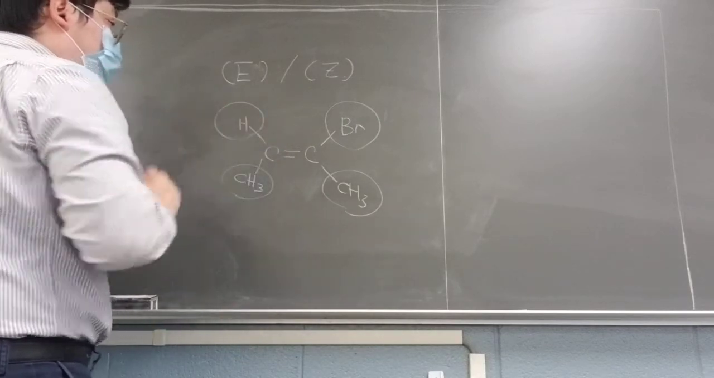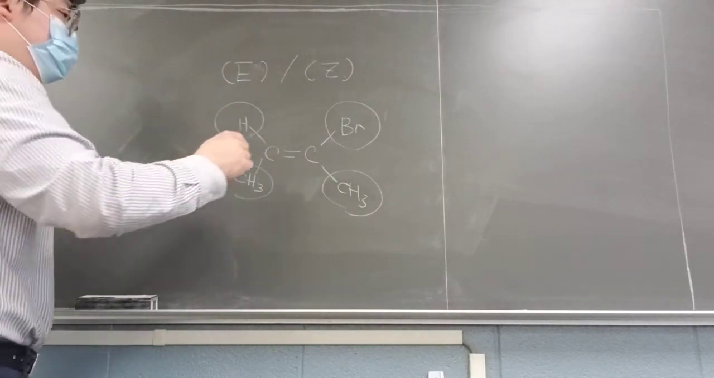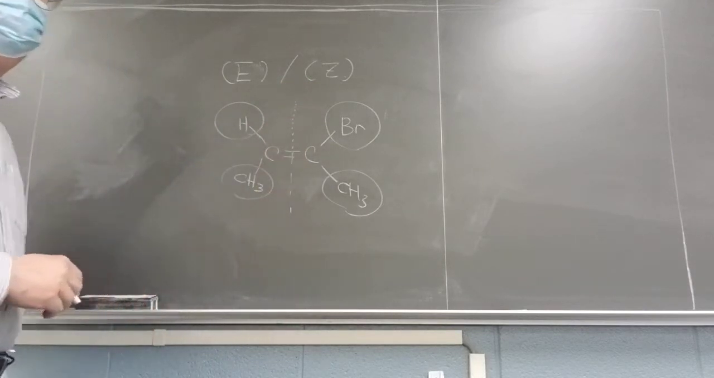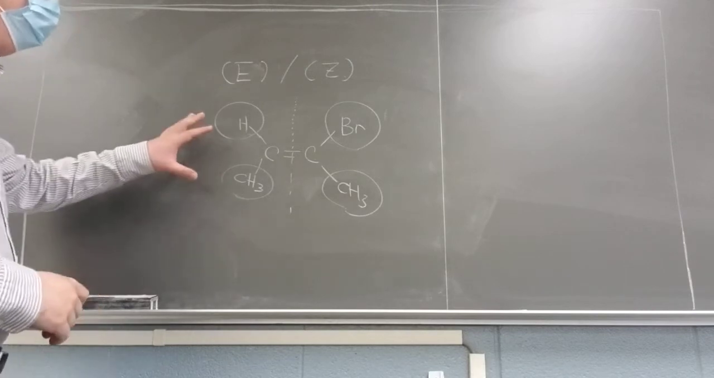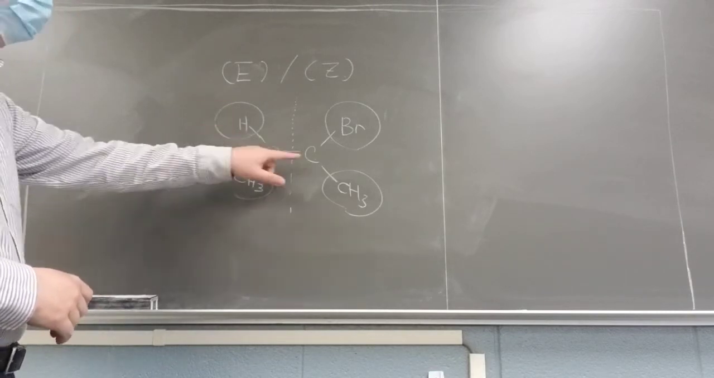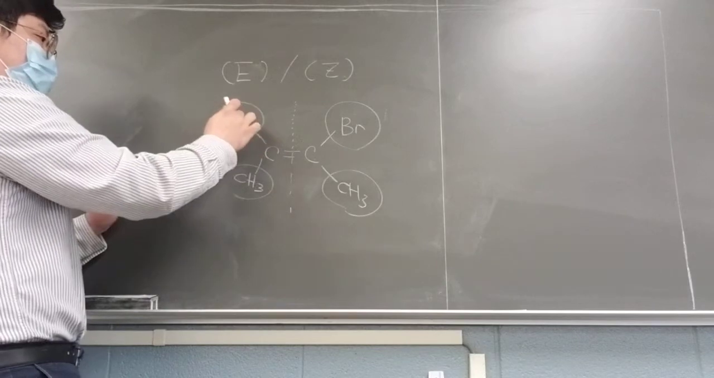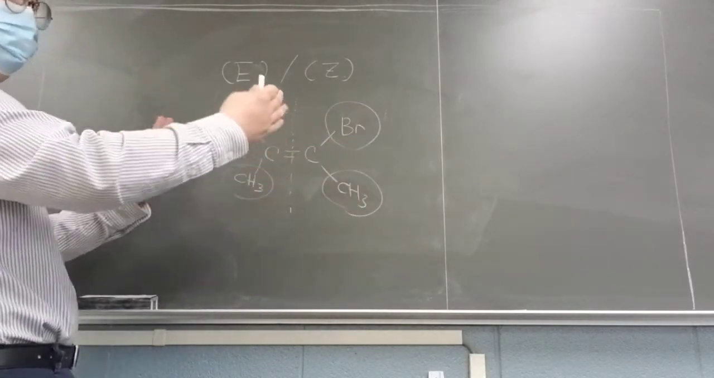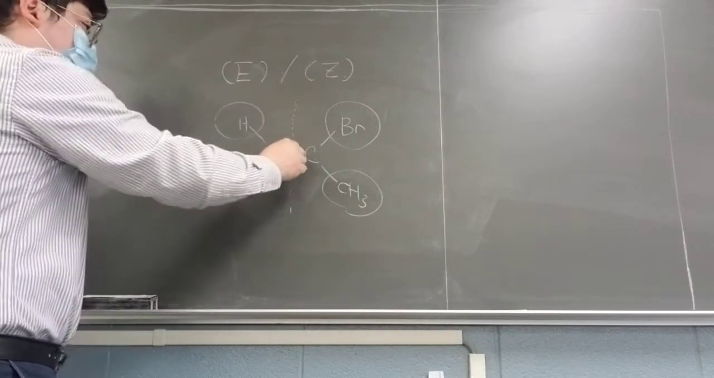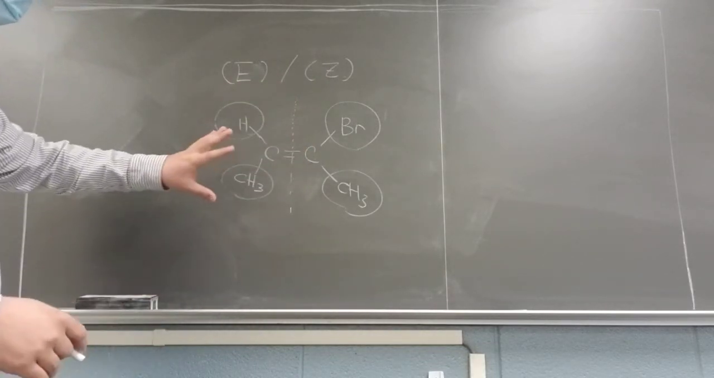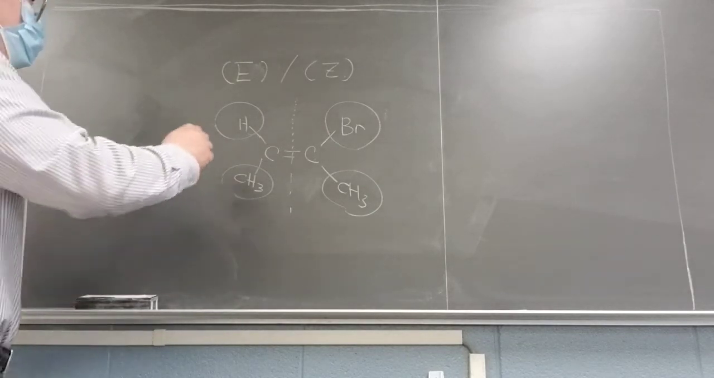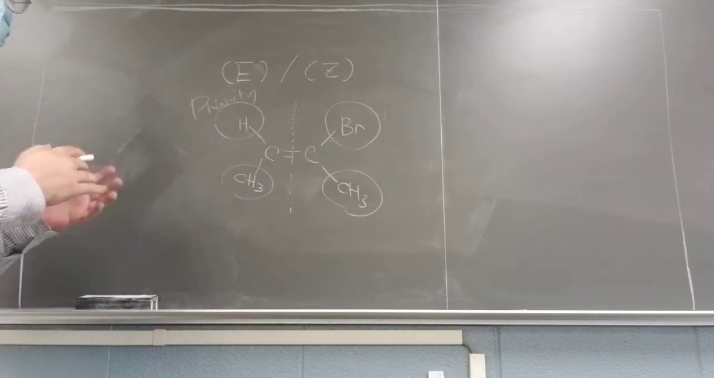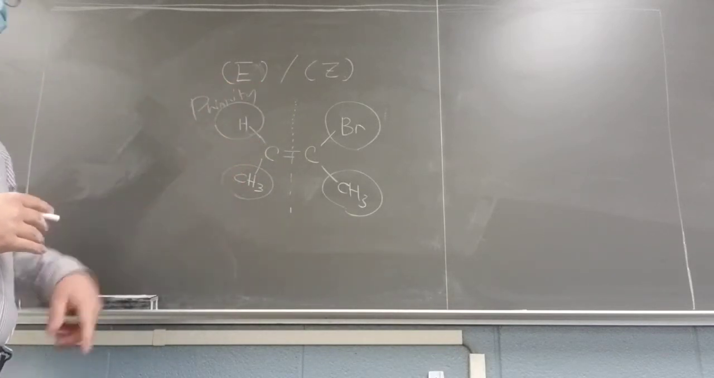So in this case, what you can do is break it in half, left and right, and make sure you have different groups on each carbon of this double bond. So the hydrogen and methyl group on one side, and the halogen and methyl group on the other. They're all different on each carbon when you break this in half. And then the only thing you have to do is prioritize. You have to put the priority on each group on each carbon here.